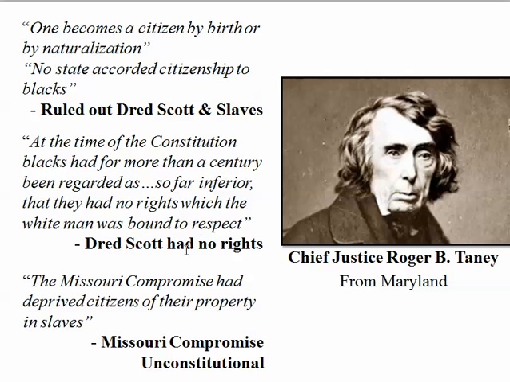And it's basically said Dred Scott had no rights at all. Dred Scott was not a citizen. And then lastly, he said the Missouri Compromise had deprived citizens of their property and slaves, implying that a Fifth Amendment violation had occurred. Due process of law. Can't take a person's property without due process of law. That line, deprive people of property without due process of law. So the Missouri Compromise was unconstitutional. That's what Roger B. Taney in the court declared.